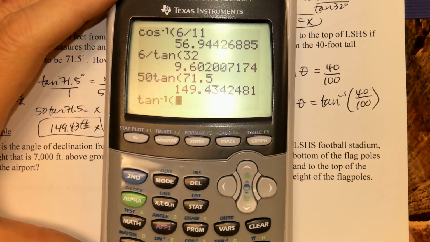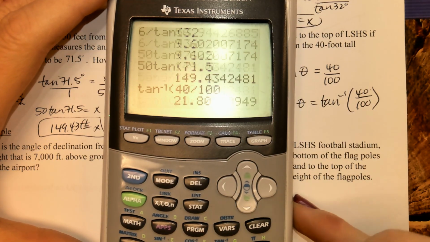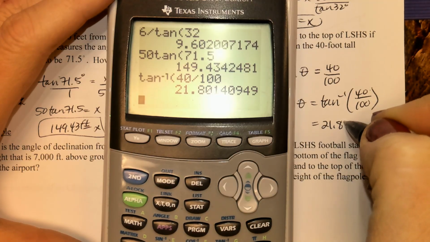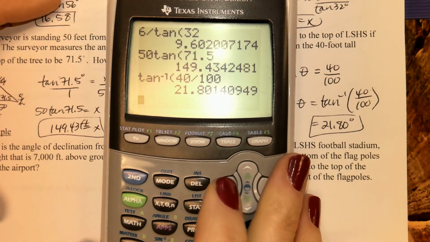Then we just have to type that one in. So 40 divided by 100. So 21.8. Remember, you found an angle, so get a degrees symbol on there.